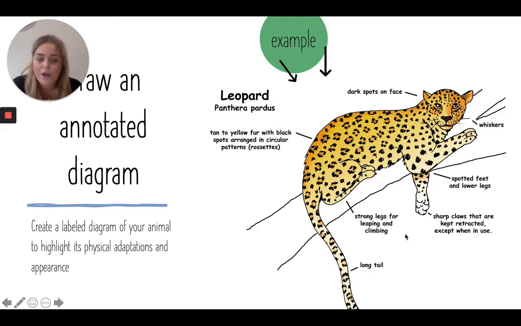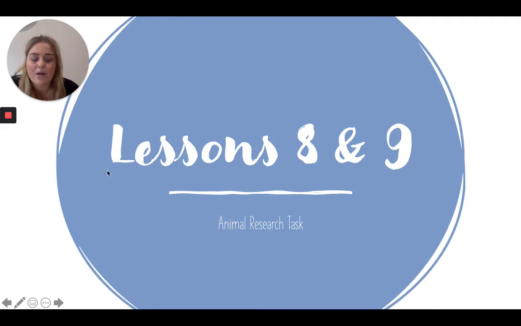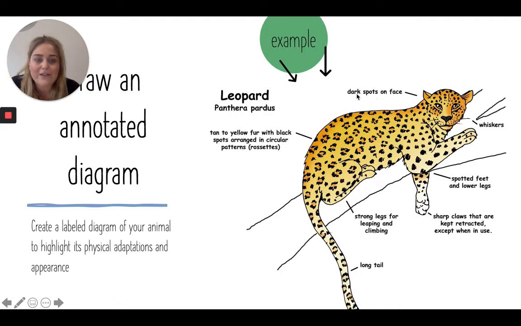what it looks like. For example, if we have a look here at our leopard. We have dark spots on its face, and we have a line pointing to its face to show us where its face is. We have got tan to yellow fur with black spots arranged in circular patterns, and they've used the proper name for that, which is called rosettes. And it's pointing to its fur, so that it highlights that that's what that adaptation is. It then points to its legs, and it says strong legs for leaping and climbing. So it tells us what the adaptation is and what it uses it for.